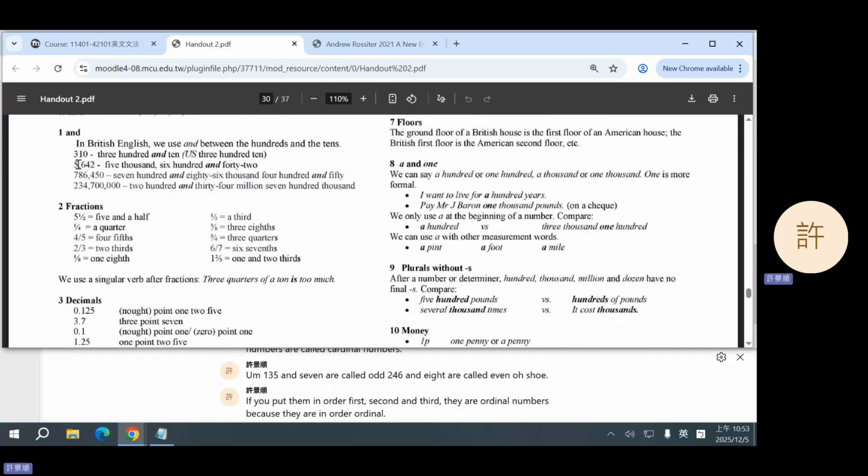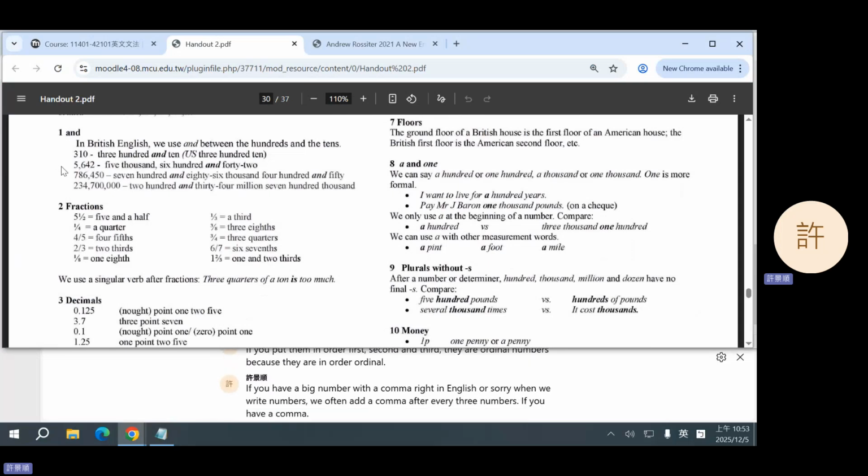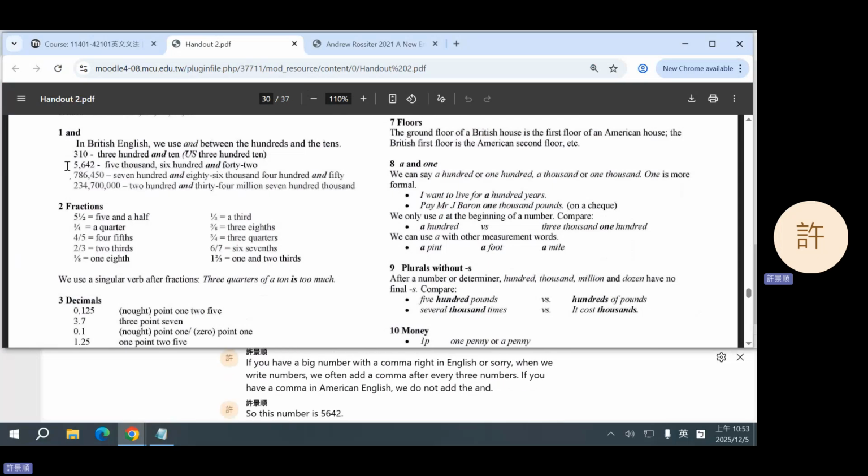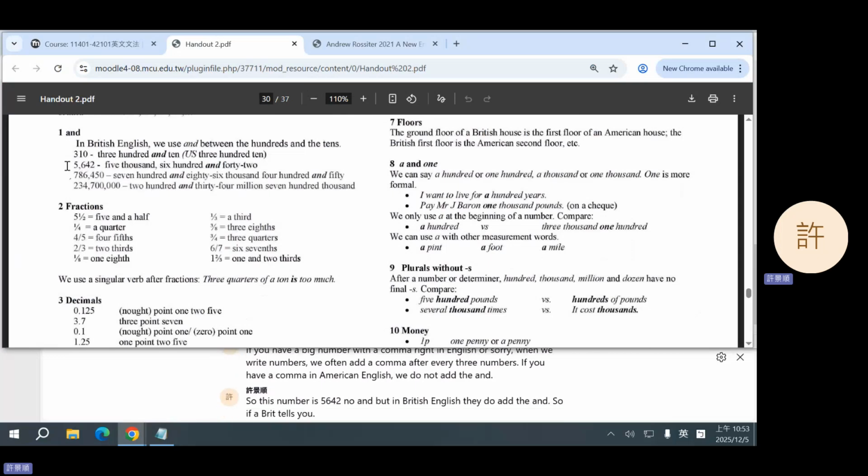If you have a big number with a comma, right? In English, or sorry, when we write numbers, we often add a comma after every 3 numbers. If you have a comma, in American English, we do not add the and. So this number is 5,642, no and. But in British English, they do add the and. So if a Brit tells you it's 5,642, they are not wrong. They are just British. We must forgive them.